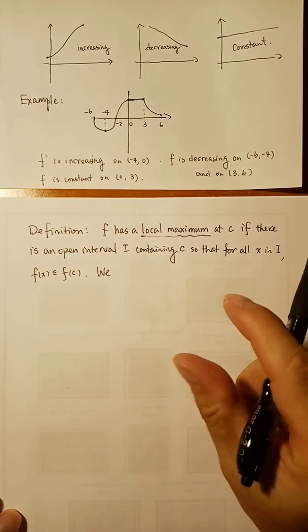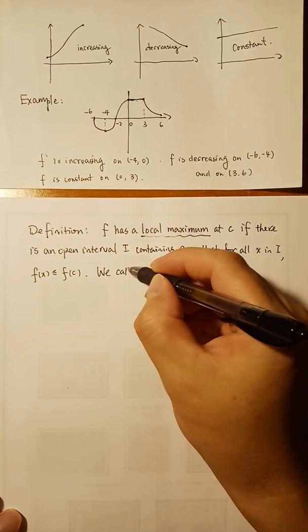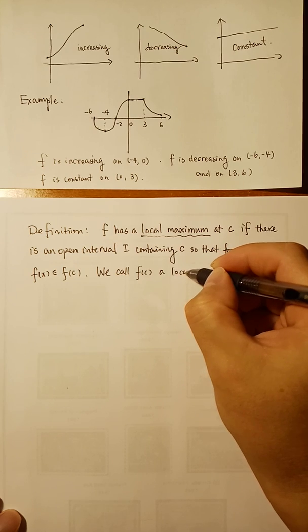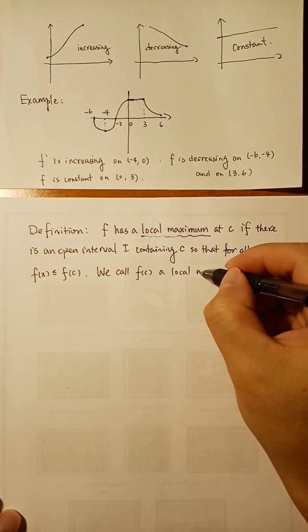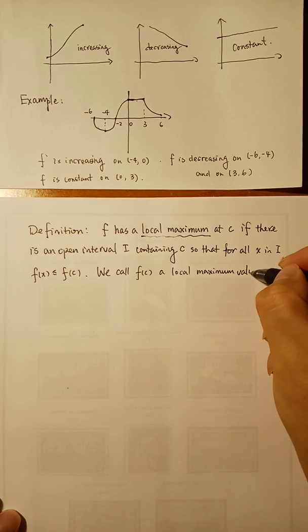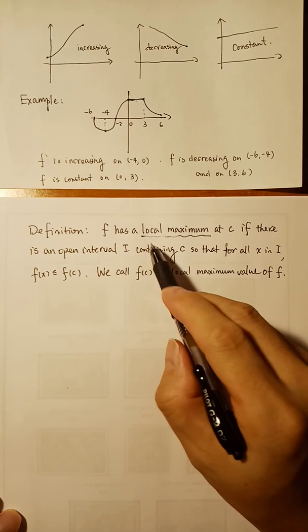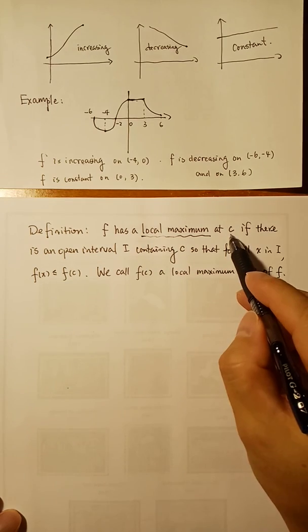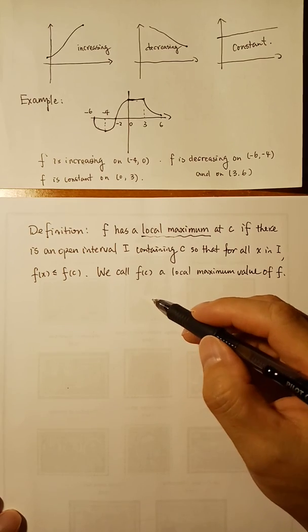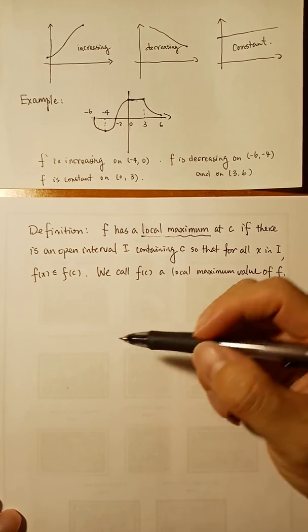It could be very small. And in this case, we call f(c) a local maximum value of f. So f has a local maximum at c. The local maximum value is f(c). Okay, so it's the highest point.